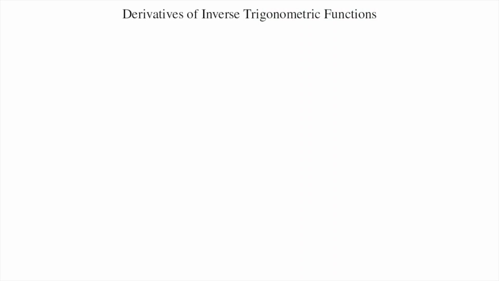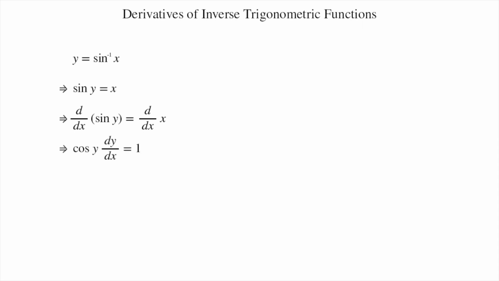In this video, we're going to use implicit differentiation to compute derivatives of inverse trigonometric functions. Let's start with y equals sine inverse of x. Well, then we can say that sine of y is equal to x. Now differentiate both sides with respect to x. d by dx of sine y is equal to d by dx of x. So that gives us cos y times dy by dx is equal to 1.